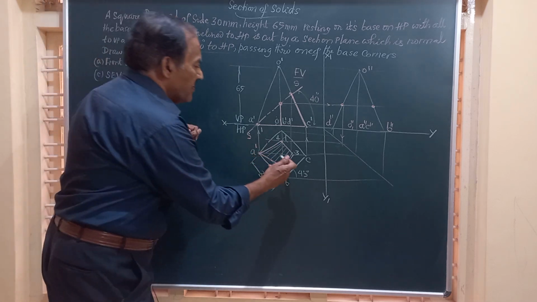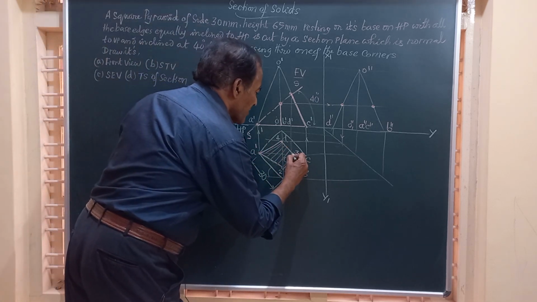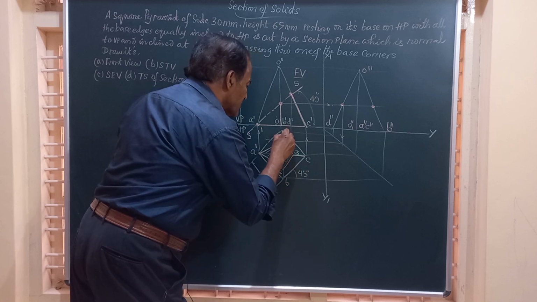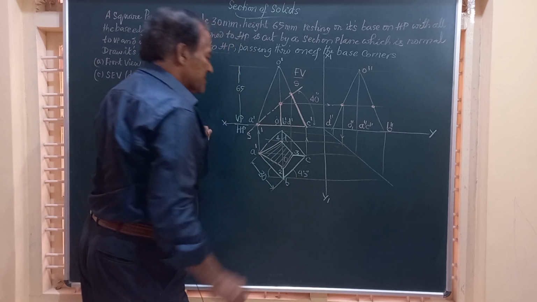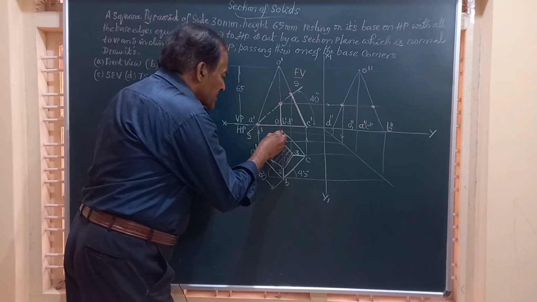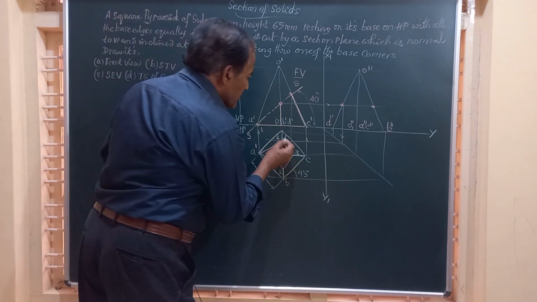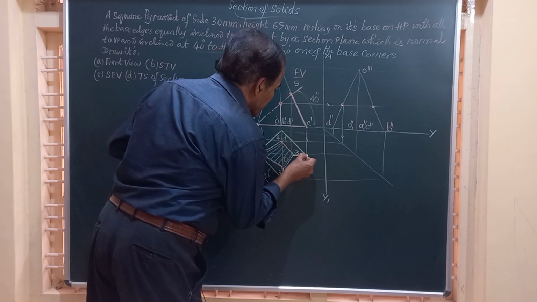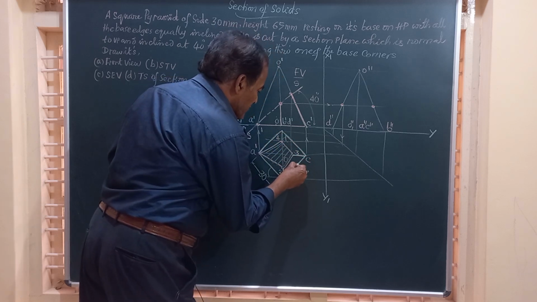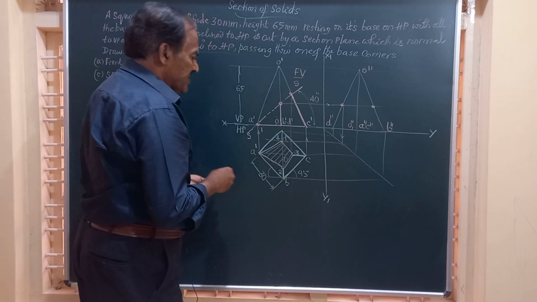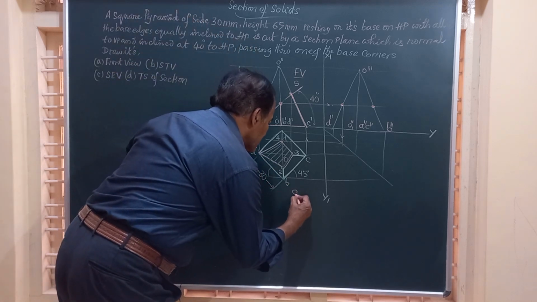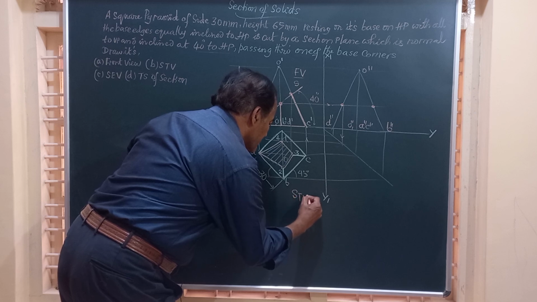And friends, apart from this portion, we have got these edges which are remaining, that has to be shown by dark lines or visible lines. And this is how the solid appears in the top view when it's cut by the section plane. And friends, we will call this as sectional top view, STV.